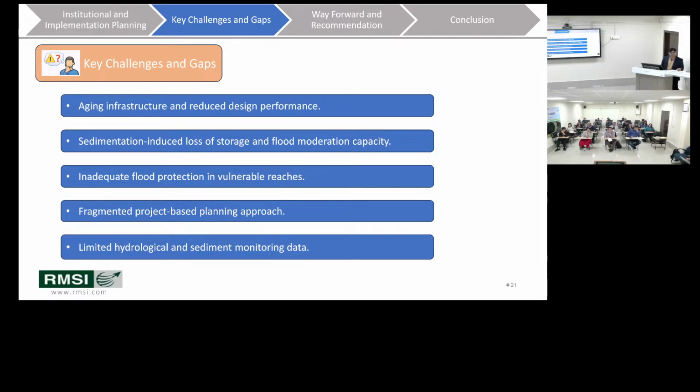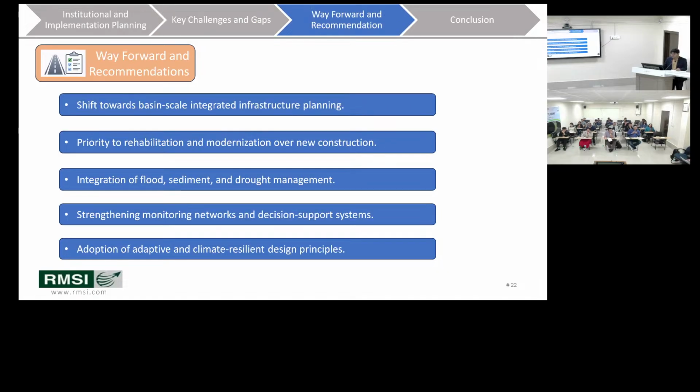So this is also a challenge, availability of long-term data, because you cannot use 5 years, 7 years or 10 years of data for this design purpose. You should have at least 30 years of time series data in hand, and even more than that, even hundreds of years of data if your goal is to invest in a big or large structure you are planning to design. Then shift towards basin scale integrated infrastructure planning, priority to rehabilitation, this we already discussed. Then social resettlement issues, environmental consideration, then decision support system to strengthen the monitoring.